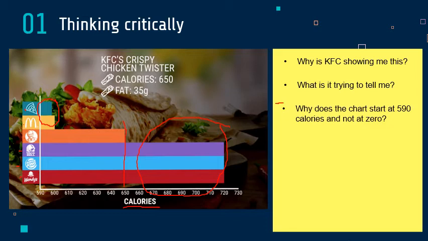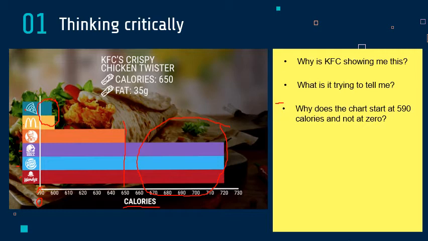Now, here's a question I'm going to ask. Why does the chart start at 590 calories and not at 0? Normally with a chart of any kind, we'd start at 0 on the x-axis, or for this one, 0 on the y-axis. This point of origin is 0, and it goes up to however big it is.